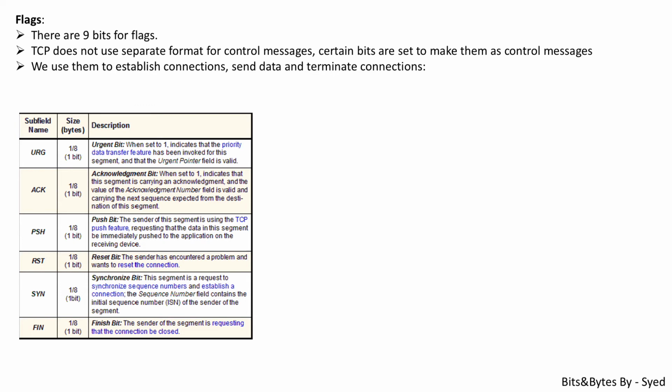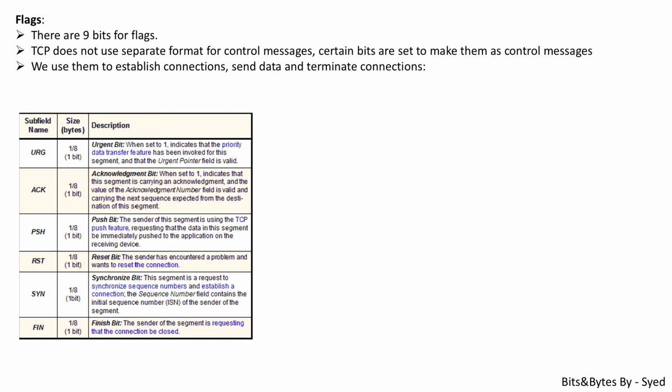If urgent flag is set to 1, it informs the receiver that certain amount of data within the current segment is urgent. Acknowledgement flag. If this is set to 1, it indicates that this is an ACK segment. You will normally see this in a 3-way handshake as a response to the SYN packet received.